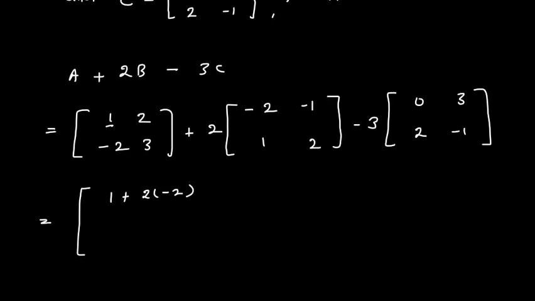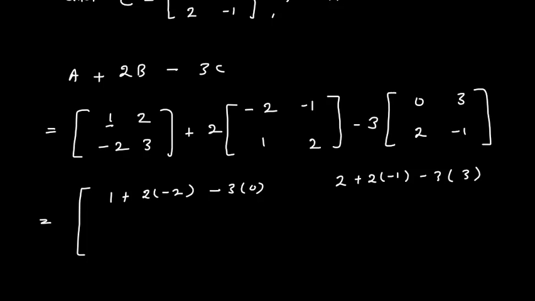step. Here it is 1, here it is plus 2 times this minus 2, then here it is minus 3 times this 0. This is your first element. Second element in first row will be here 2, we have 2, then 2 times we have minus 1 and then minus 3 times we have 3.